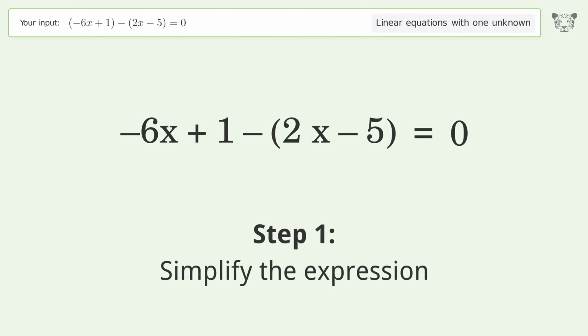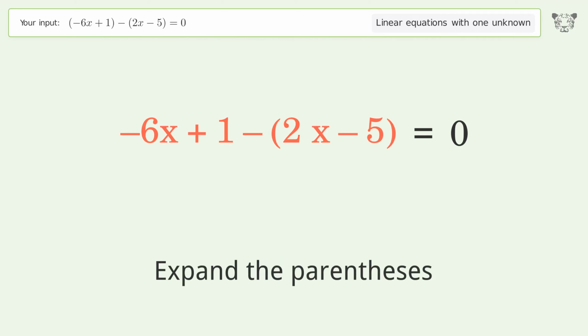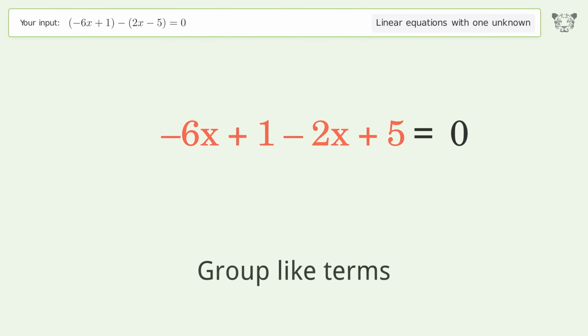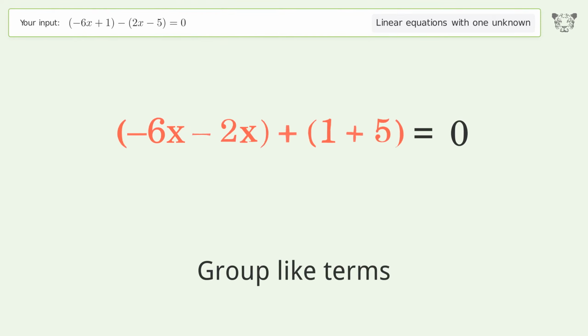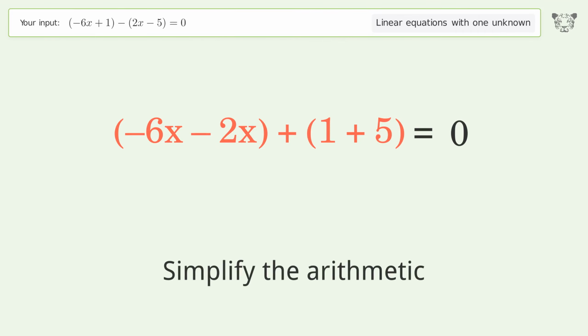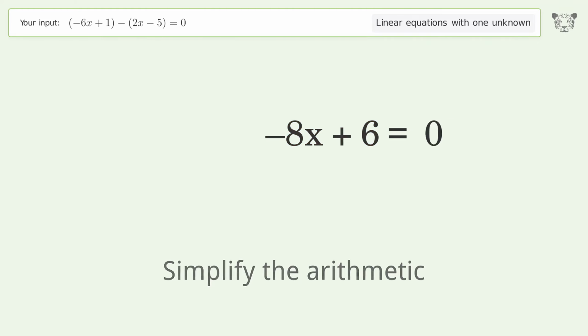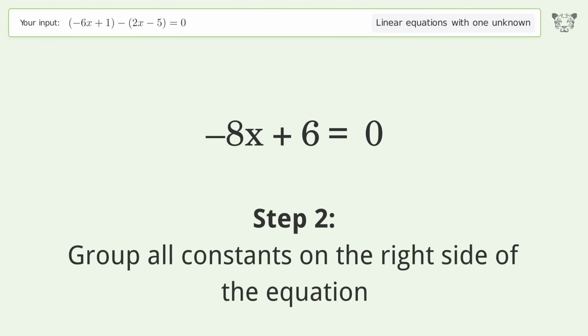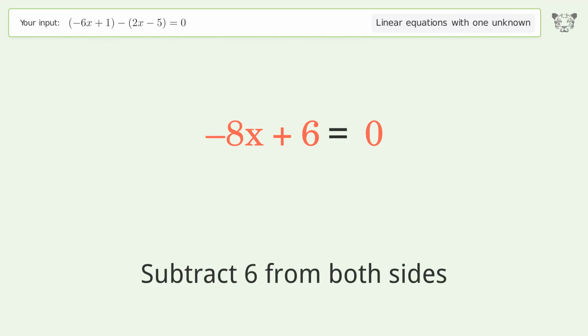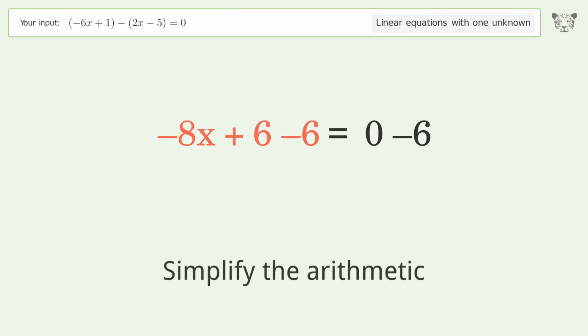Simplify the expression. Expand the parentheses. Group like terms. Simplify the arithmetic. Group all constants on the right side of the equation. Subtract 6 from both sides. Simplify the arithmetic.